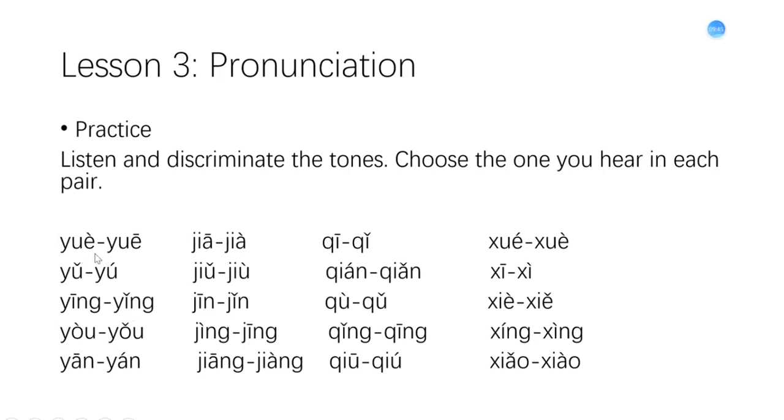So we have several pairs, right? You can see in each pair, the only difference between the 2 pinyin syllables is the tone, okay? So please focus on the tones and choose the one you hear, okay? So for each one, I will read it 2 times, and you circle the one you hear, okay? Now let's begin. The first line, okay, the first line.